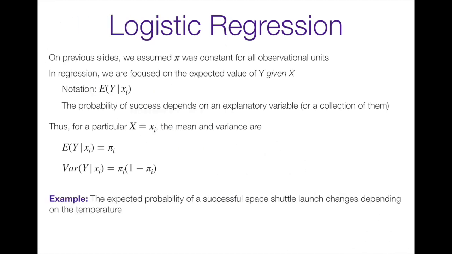So for example, we want to find the expected probability of a successful space shuttle launch. We're not actually going to find it. Your book finds it, so if you look in your book, you'll see them doing this calculation. I'm just going to point out an example of where you would use this. Because we already calculated a logistic regression model for this, we saw that the expected probability of a successful space shuttle launch changes depending on the temperature. Some temperatures are really good for this, some are very bad. So we have already seen this, we already calculated the model.